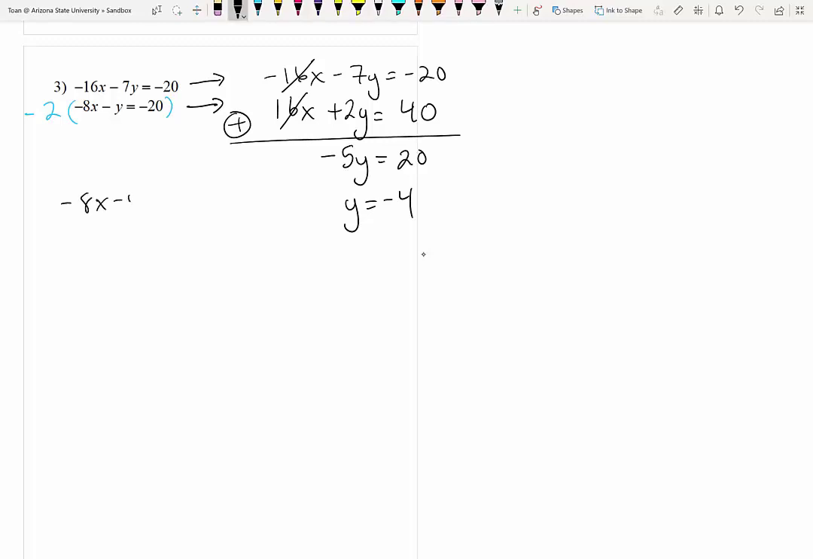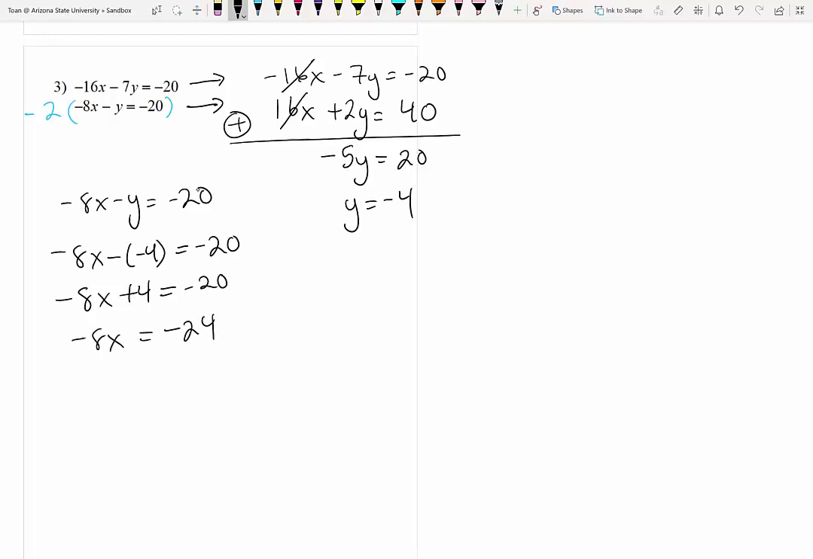Negative 8x minus y equals negative 20. And then substitute a negative 4 for the y. Negative 8x plus 4 equals negative 20. Subtract 4 from both sides gives us negative 24. And then divide both sides by negative 8 gives us a positive 3. So there's our solution, 3, negative 4.